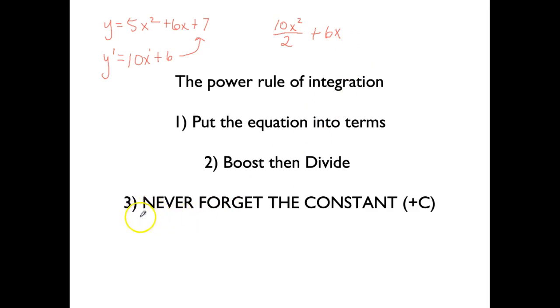And that's where this last thing comes in. Never forget the constant, which just means put a plus c. I couldn't have guessed what number it was. It could have been a 10, 5, negative 60, but it was a plus 7. So in order for us to denote that, we're just going to put a plus c for the constant. Okay? So, remember, you write it into terms, boost then divide. Don't forget about the plus c. Okay? Let's go forward and give some of these a try.